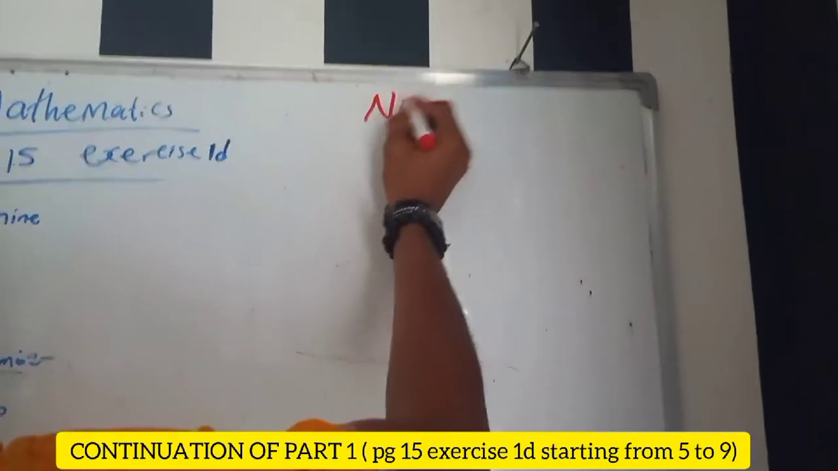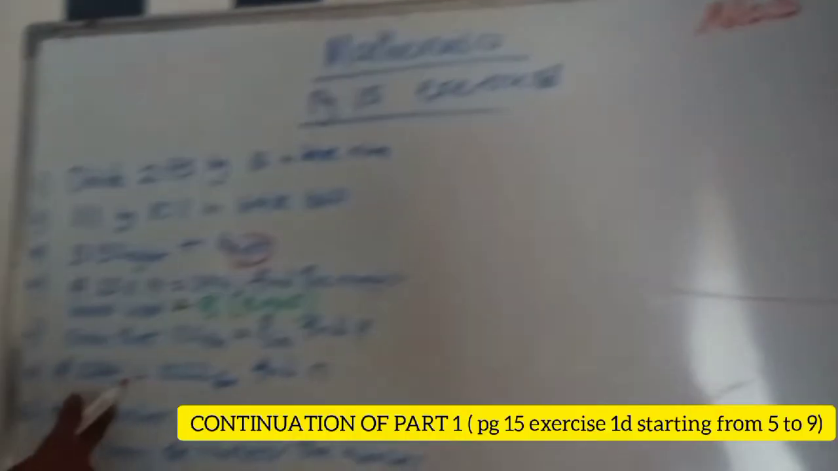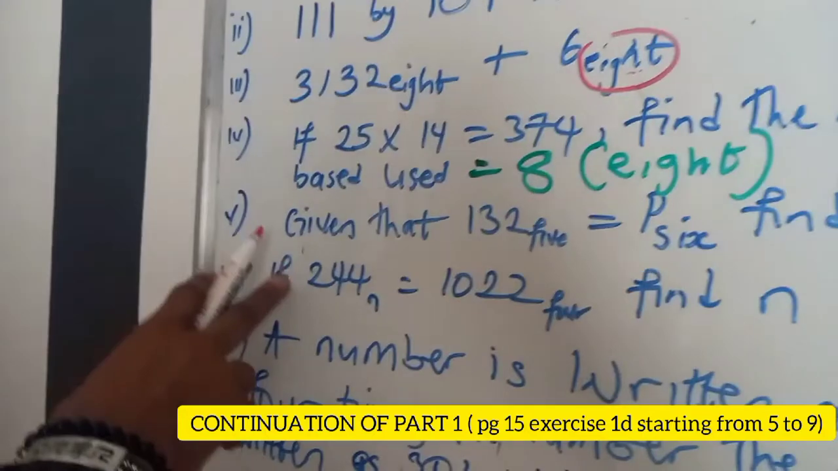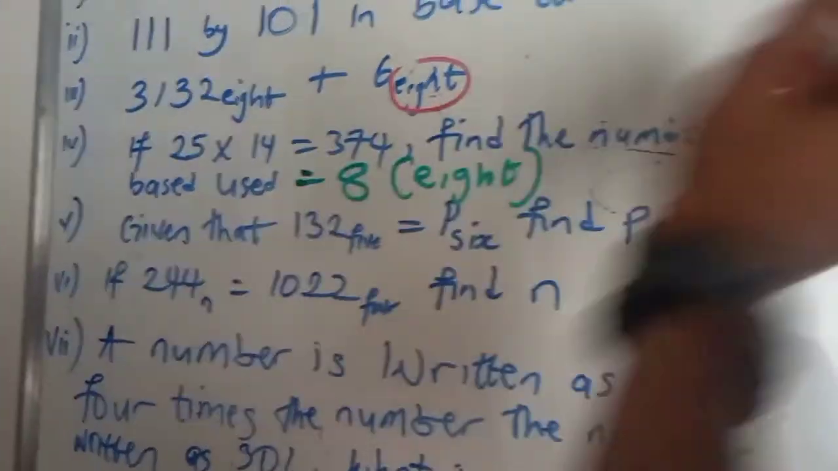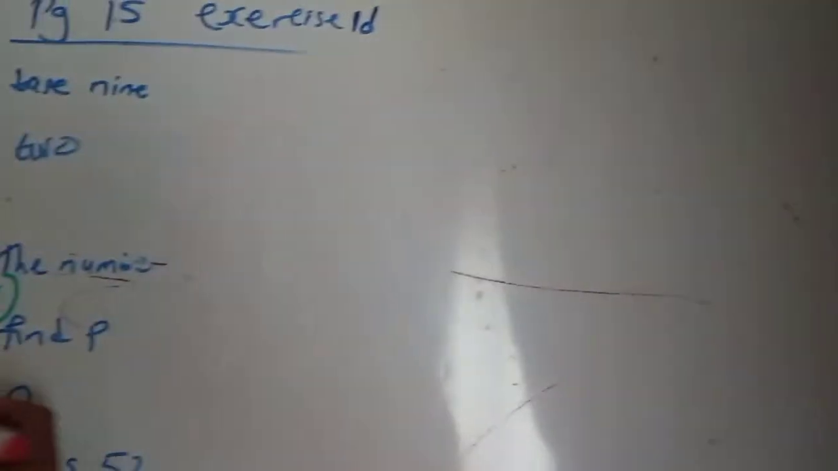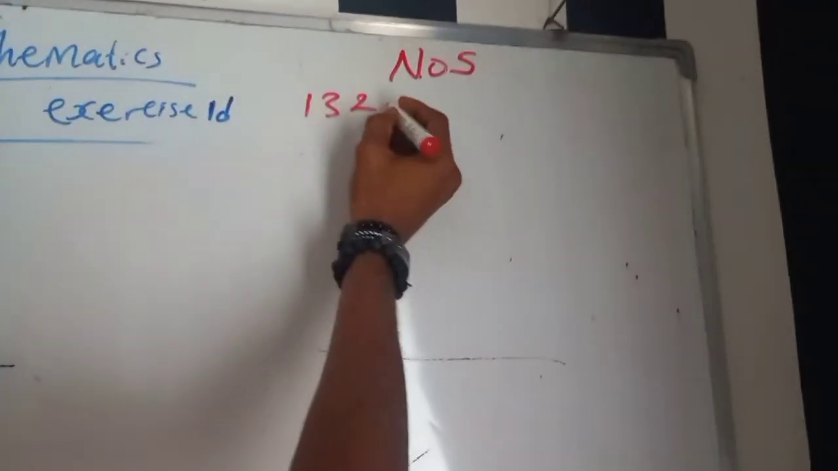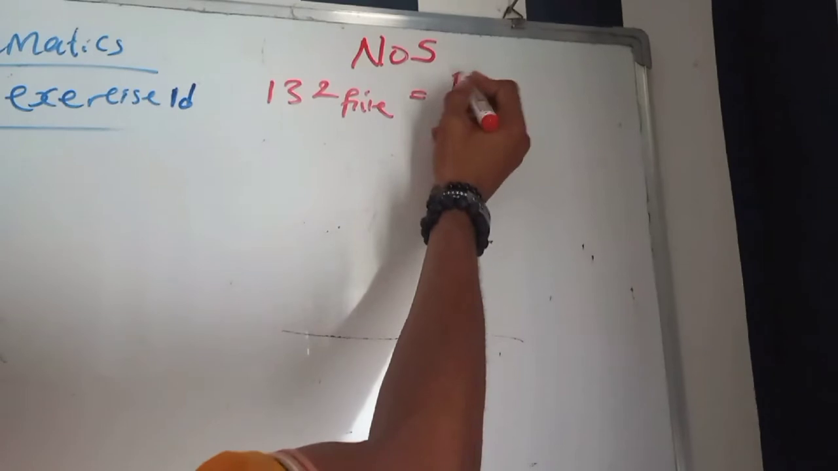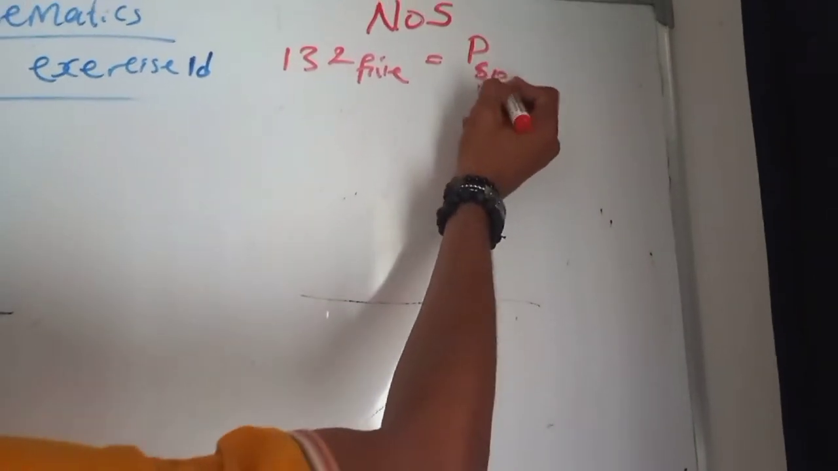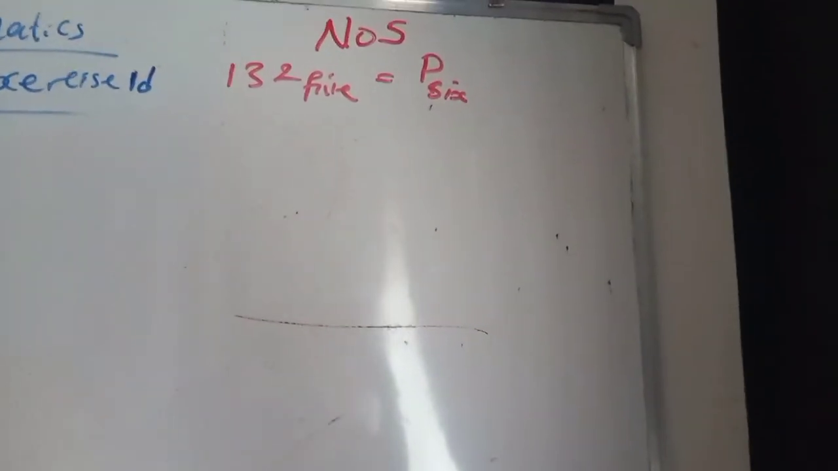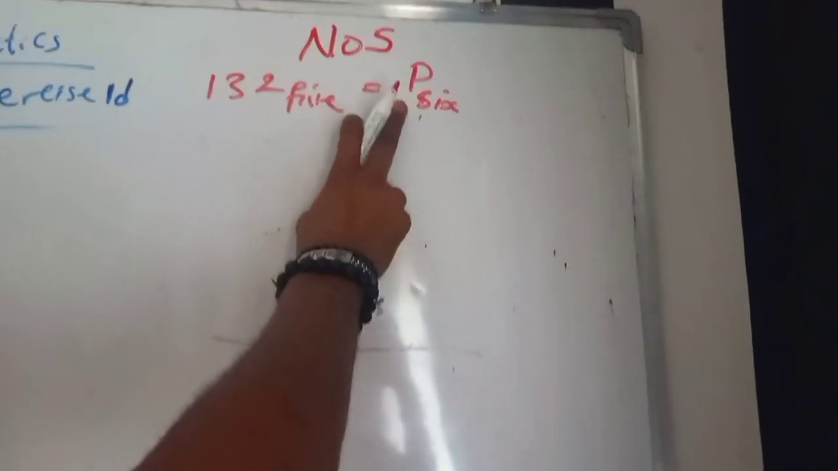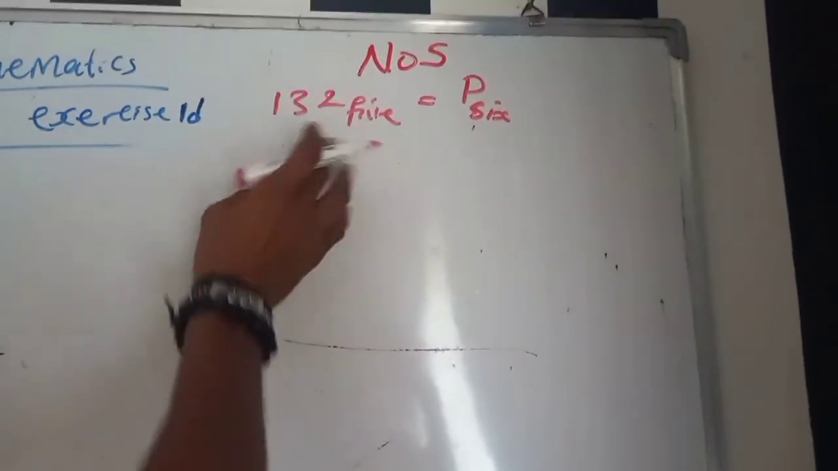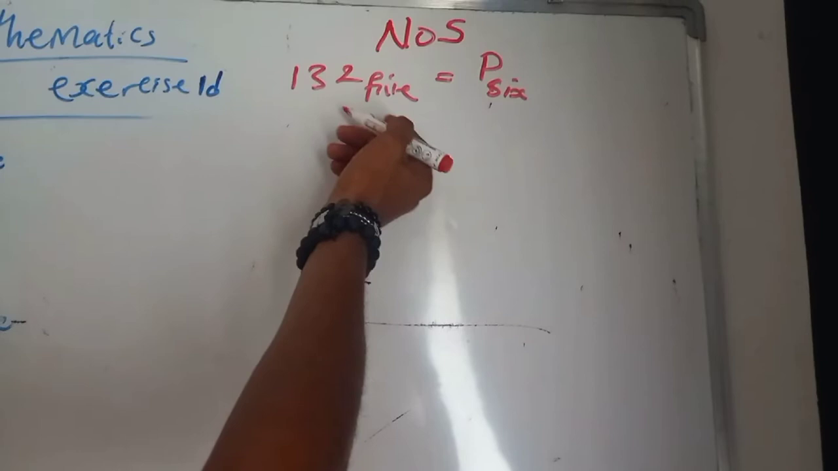Number 5 question that we have here. Given that 132 base 5 equals P base 6, find P. This P is unknown. So what will I do? I will go to my binary expansion.